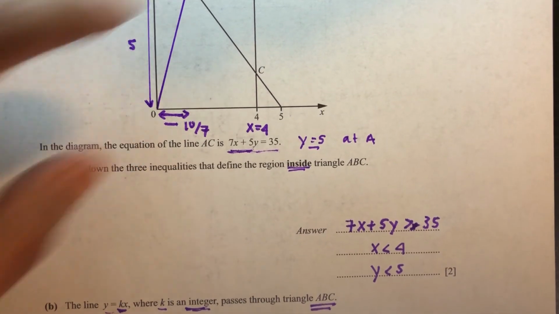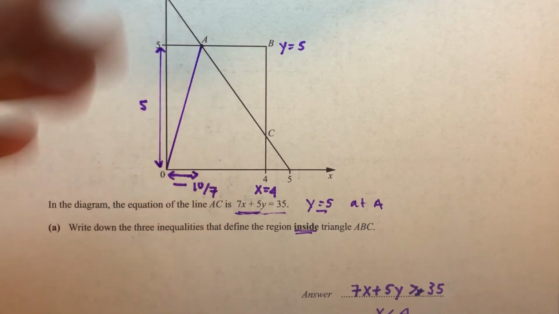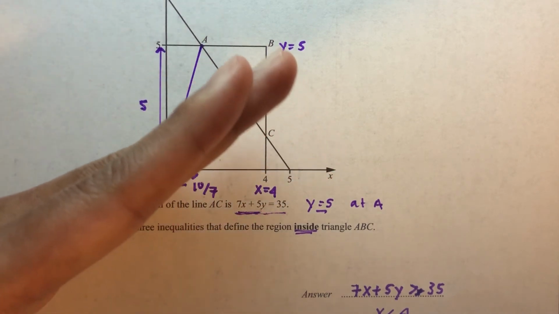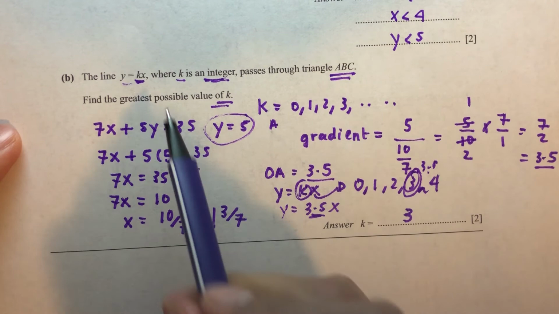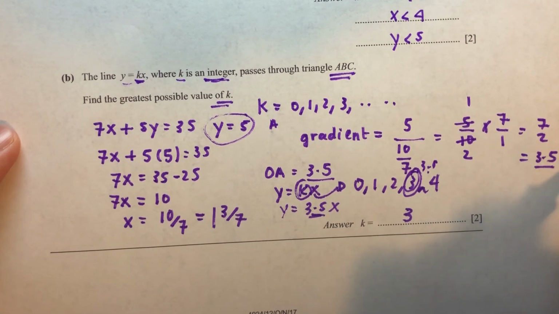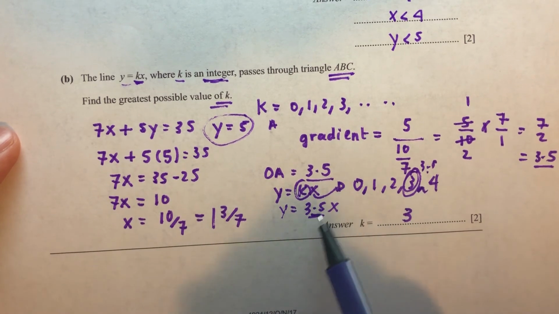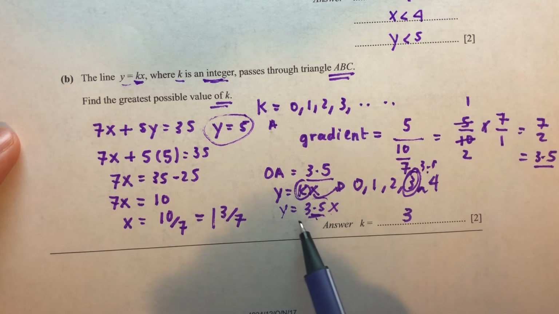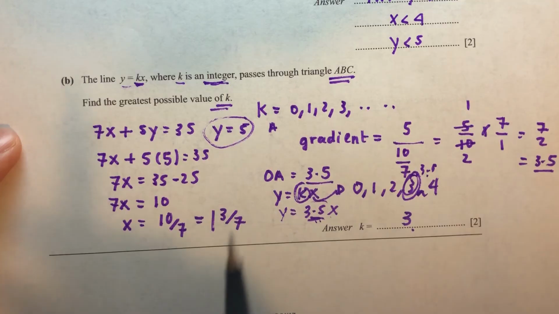So just to recap, to find the biggest value of k, we first find the gradient of the line OA, so we know how far the line can go. Once we find the gradient, we know that's the maximum gradient the line y equal to kx can have. But since k is an integer, we have to have an integer value for this. So what is the integer value less than 3.5? It will be 3. That's how you find k for this question.